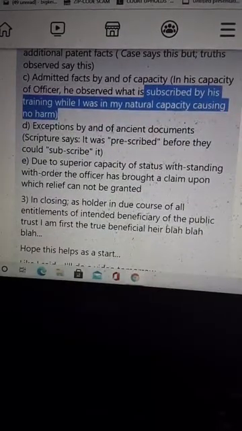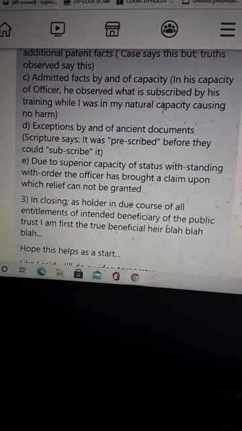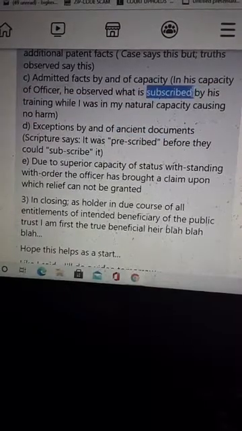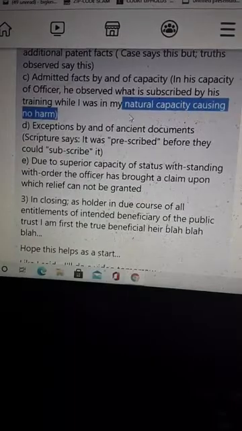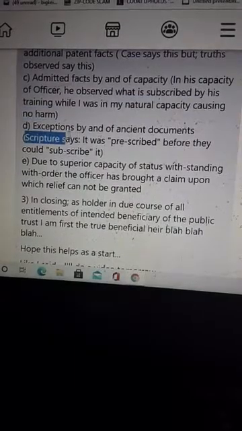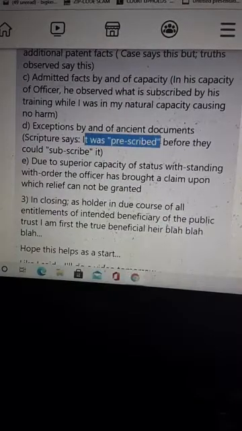Exceptions by and of the ancient documents. This is why I say he subscribed by his training while I was in my natural capacity, causing no harm according to the scripture, which means it was prescribed already before they could subscribe it.